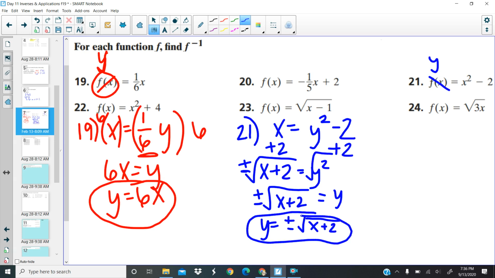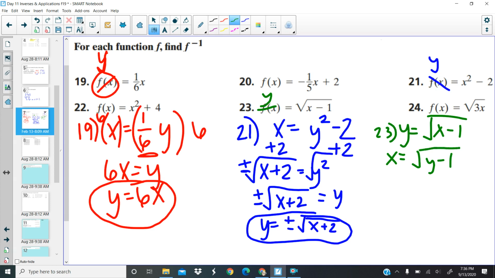And then I want to do maybe one more. Let's do number 23. And so for 23, let's change that f of x to y. And so we would have y equals the square root of x minus 1. So this is similar to the last one that we just did, except we're starting with a square root. I should have gone ahead and done this in the last step, but the first thing that you need to do is still switch x and y. So let's rewrite it as x equals the square root of y minus 1.